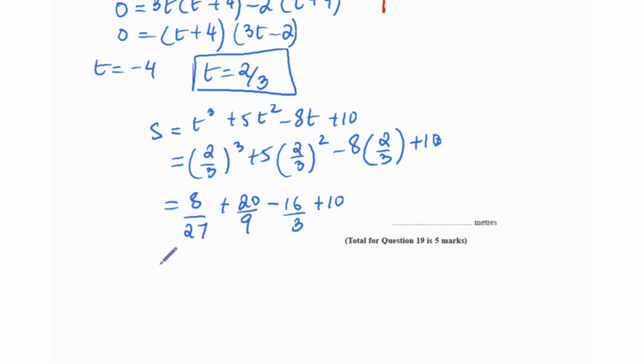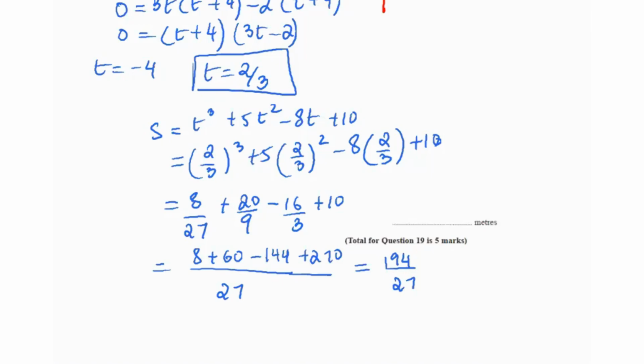Let's further simplify this. The lowest common multiple is 27. So 8, plus 20 times 3 is 60, and then 16 times 9, that's going to be 144. And lastly, 10 times 27, 270. That's going to give us 194 over 27, which cannot be further simplified. So this is your final answer.